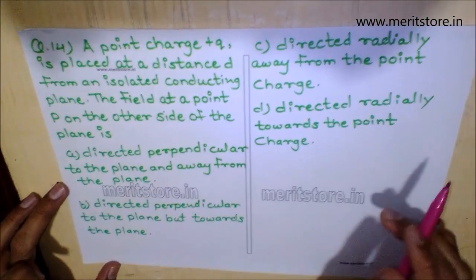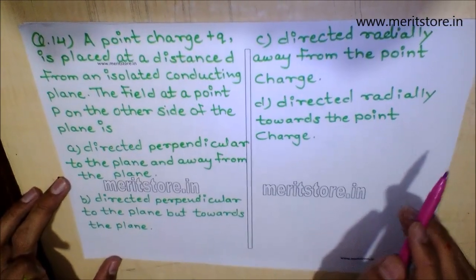Question 14. A point charge plus Q is placed at a distance d from an isolated conducting plate.